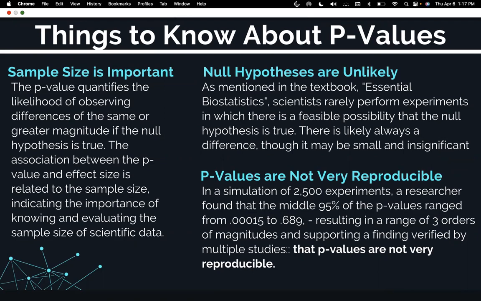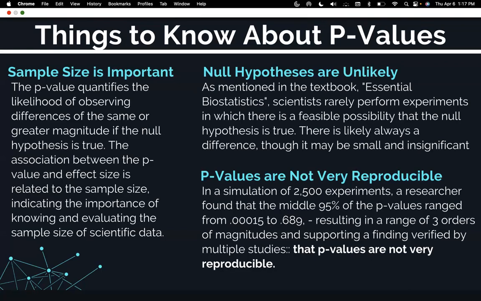The next important thing to note is that null hypotheses are unlikely to be true. As we learn in the textbook, scientists are rarely going to perform an experiment where there's a possibility that the null hypothesis is true, because that would generally be an ineffective utilization of resources, time, and money if we're just trying to confirm that the status quo is the same. Given that information, when we do statistical testing with p-values, it's likely that there's always going to be a difference, even if it's small and insignificant, and that p-value is going to help us determine to some extent how significant that difference is.